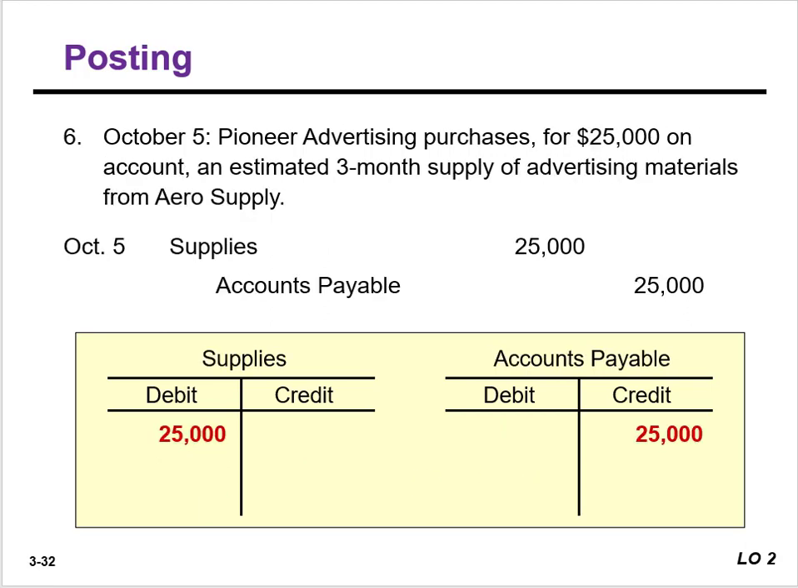And so October 5th, Pioneer Advertising purchases for $25,000 on account an estimated 3-month supply of advertising materials from Arrow Supply. And so you're going to debit supplies for $25,000. You're going to credit accounts payable for $25,000. Two new accounts, supplies and accounts payable.